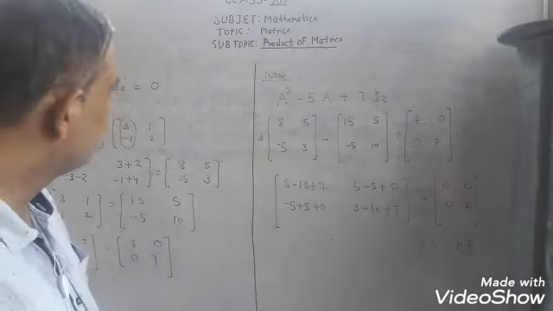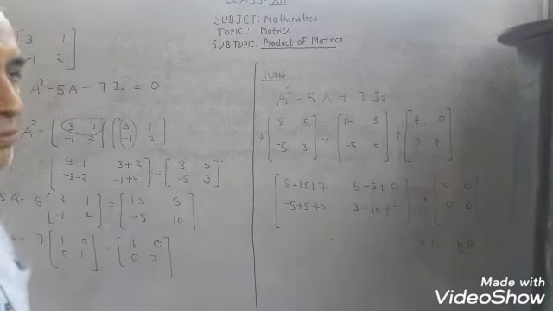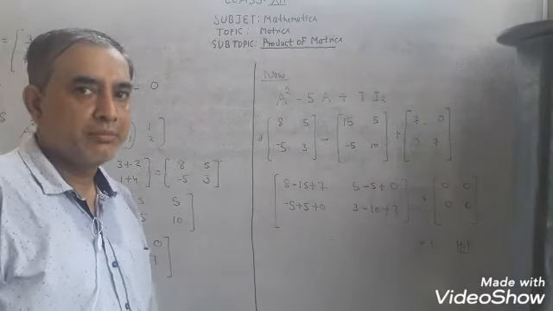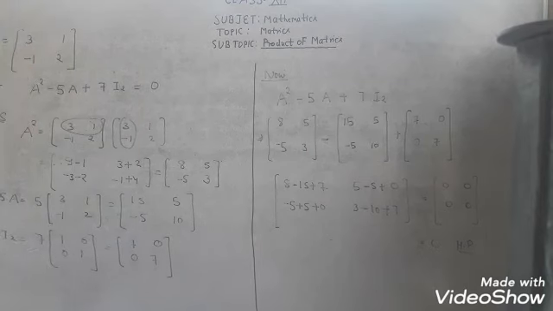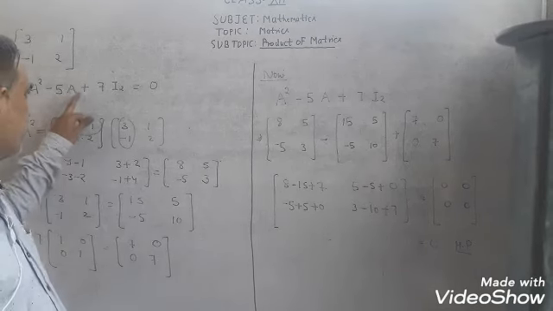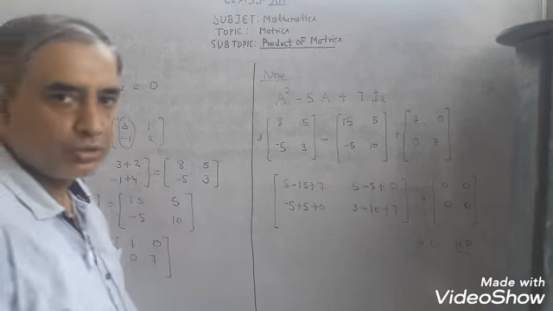Mangal Matrics students, today we learn the product of matrix. There is another sum based on it. Firstly, we understand the question. A matrix A is given: 3, 1, minus 1, 2, and we have to show that A squared minus 5A plus 7I2 is equal to 0.